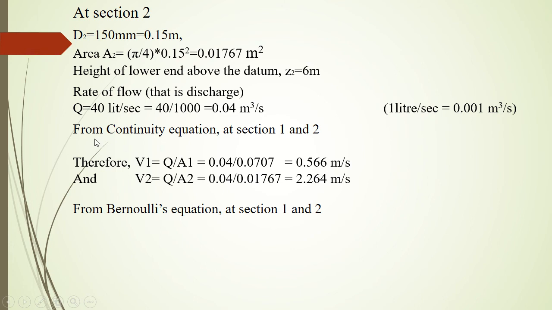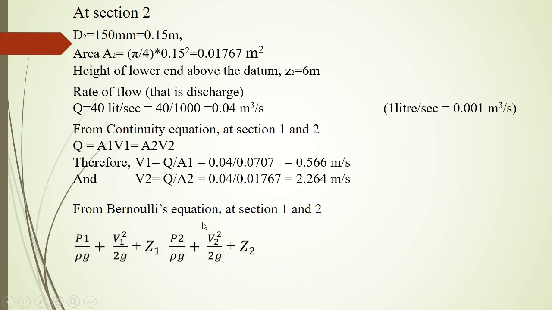Okay, so again I will make use of continuity equation and I will find out what is V1 and V2, right? Why I want to find out V1 and V2? Because to apply the Bernoulli's equation I must know what is V1 and V2, so that the unknown value P2 can be calculated. So to find out V1 and V2, okay, so I will make use of the continuity equation. So V1 is equal to Q by A1, right? V1 is equal to Q by A1. Actually Q is equal to A1 V1, but I want to know what is V1.